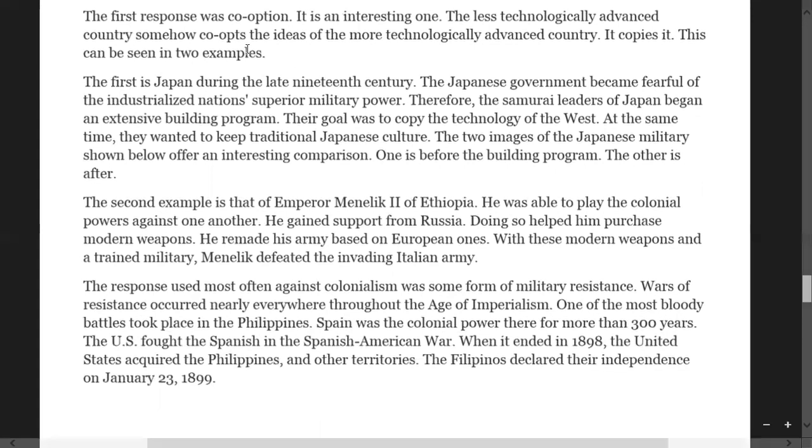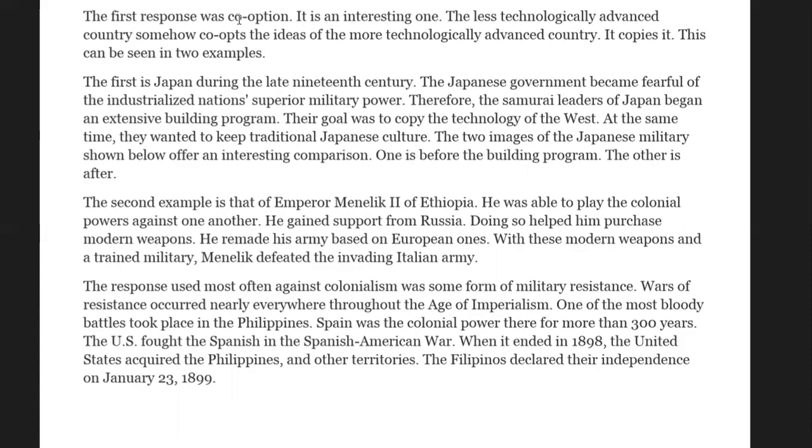The first idea that they talk about is co-option. So this is where people who are ruled take advantage of some of the things that have been used by the colonizers to dominate them and use them for their own purposes. So the first example they give is probably the most successful example, and this is Japan.